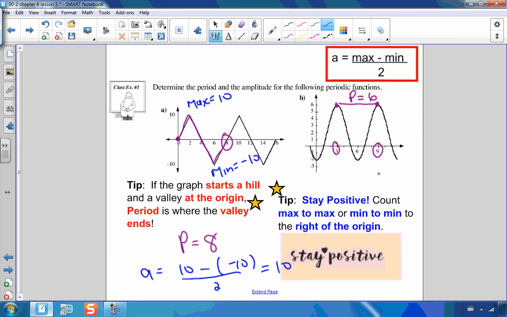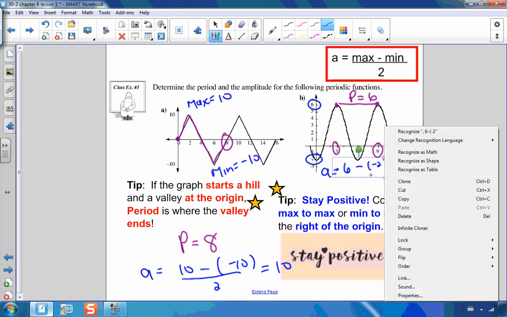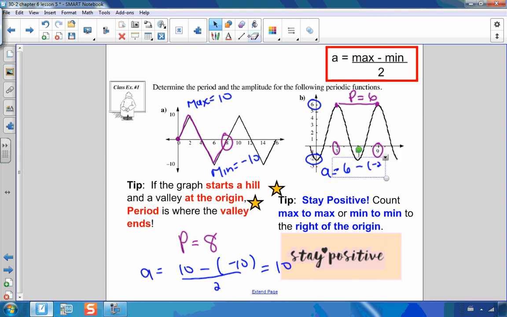Okay, looking at the amplitude. Amplitude is a vertical distance, so we have to look at our y values. So it is maximum, which is 6, minus minimum, which is negative 2, divided by 2. So let's put that into our calculator. So 6 take away negative 2, divided by 2. So that's 8 divided by 2. My amplitude is 4. So I have my amplitude and my period for both.